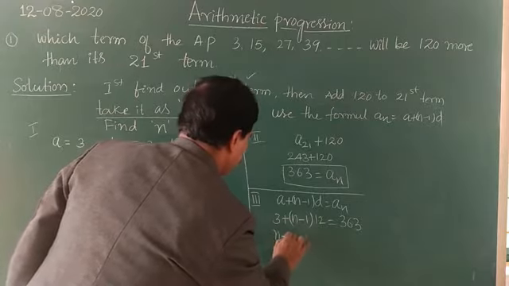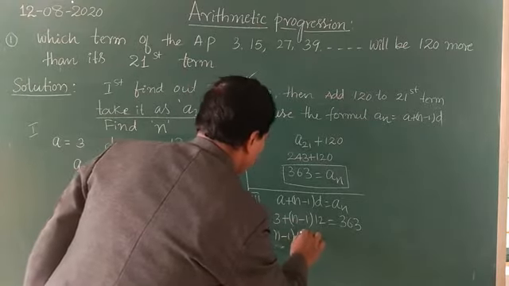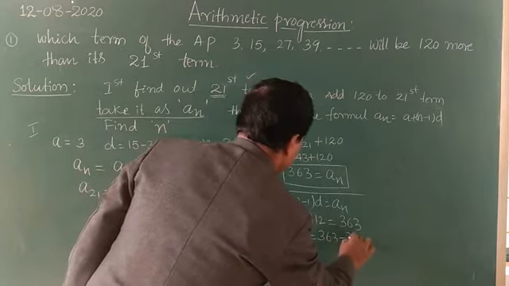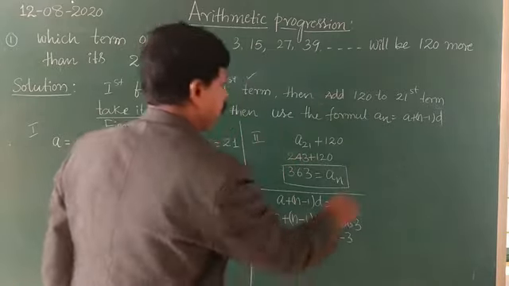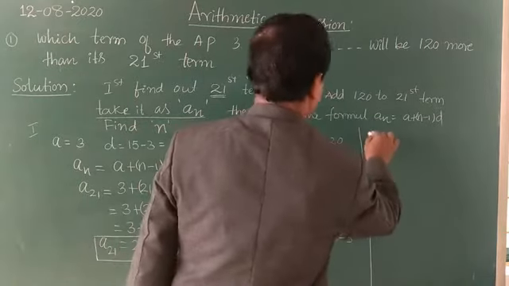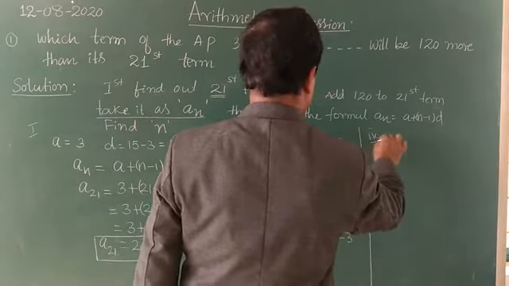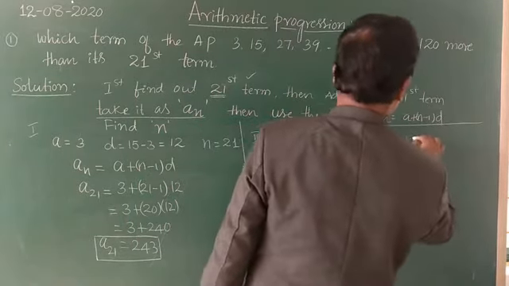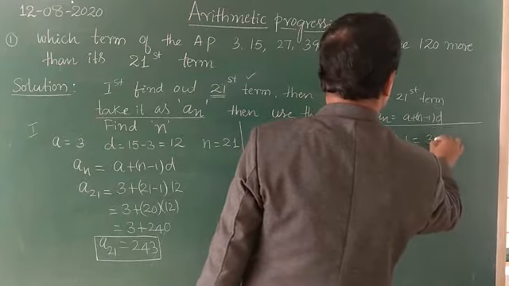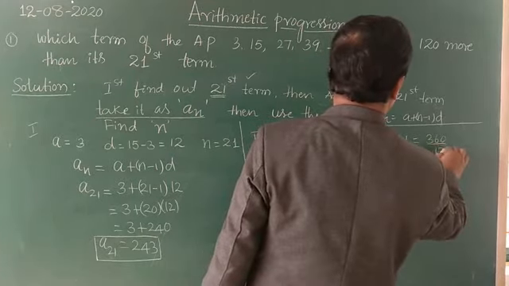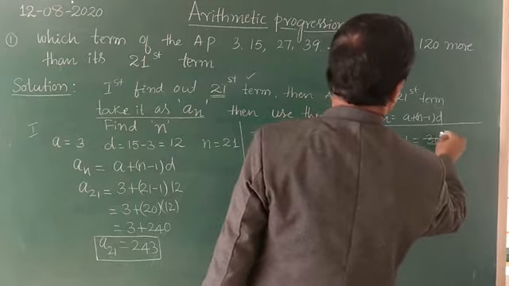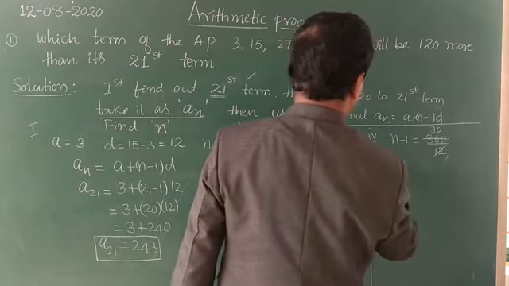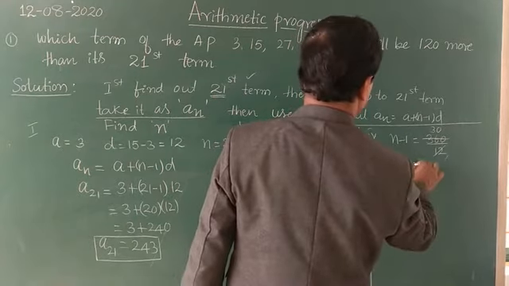Find this nth term, n minus 1. So for what value of n? Now finding that term, which term of that? The nth term is a plus n minus 1 into d. So n minus 1 is equal to, which term of this?